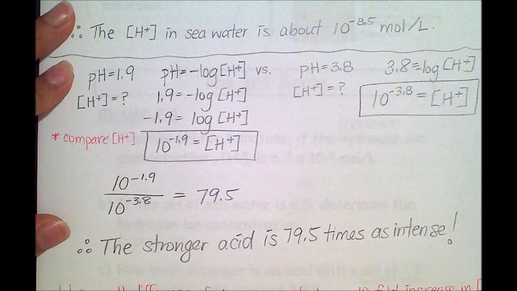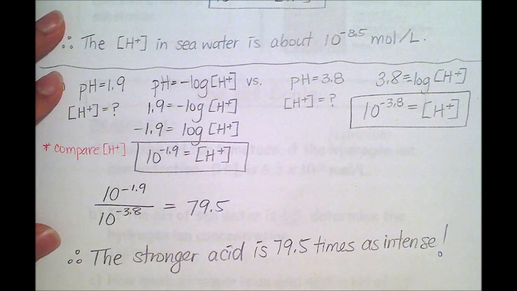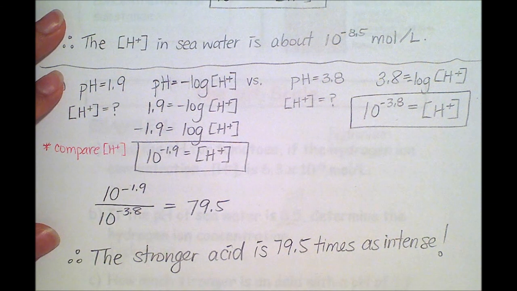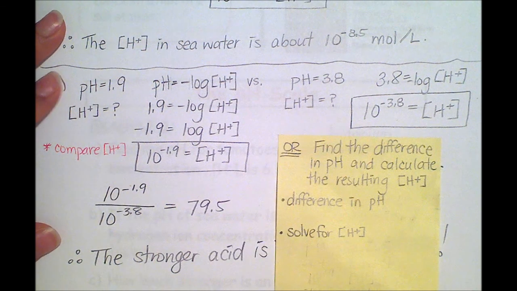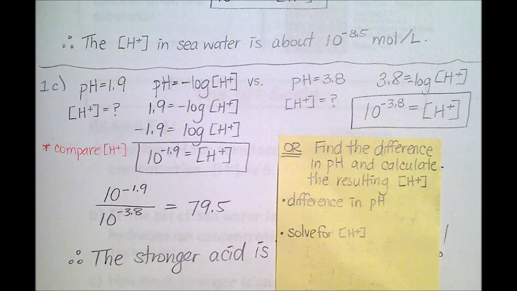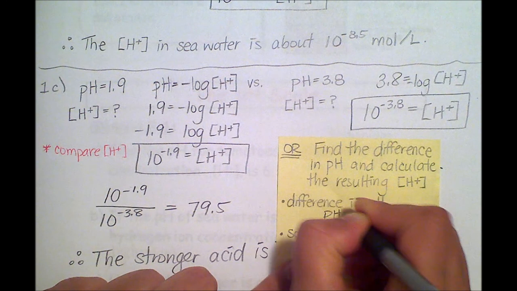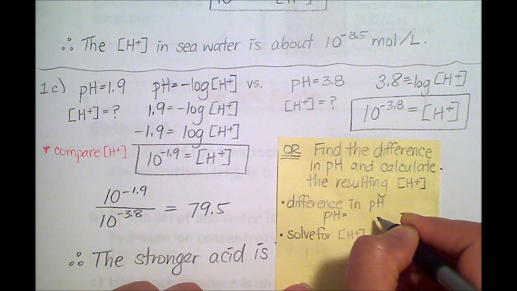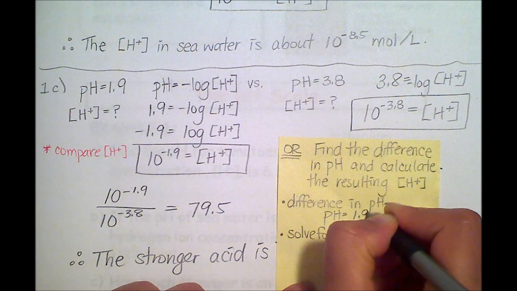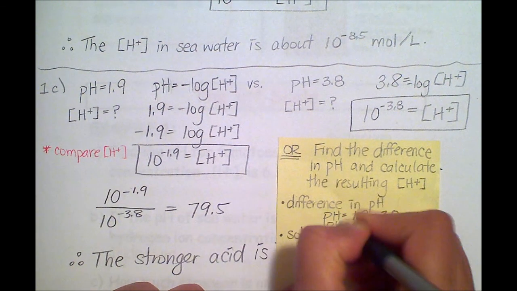Now there is another way of solving the same problem as well, and what that does is it looks at the difference in the pH levels, and then based on the difference in the pH level you can figure out how much more intense the concentration of the hydronium ion actually is. So this is the second method here: find the difference in pH and then calculate the resulting hydronium ion concentration. The difference in pH, if I actually do this, we have one pH of 3.8 and one pH of 1.9. So you're going to look at the stronger pH, which is 1.9, and subtract the less strong acid from it, and you get a pH of negative 1.9.